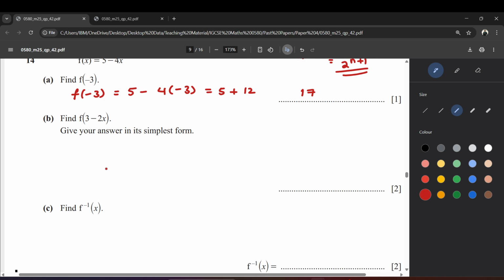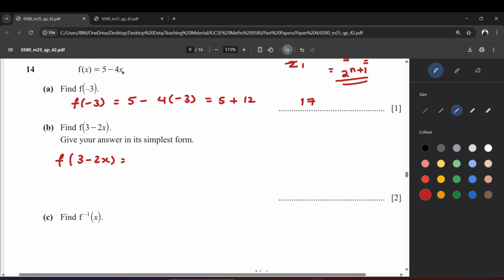Okay. Part B, find f of 3 minus 2x. Give your answer in its simplest form. Okay. So f of 3 minus 2x means that instead of x, I'm going to substitute 3 minus 2x. So 5 minus 4 times 3 minus 2x, 5 minus 12 plus 8x. So minus 4 times minus 2x becomes positive 8x. 5 minus 12 is minus 7 plus 8x. Therefore, my answer will be 8x minus 7.